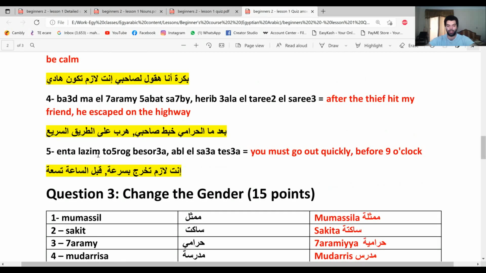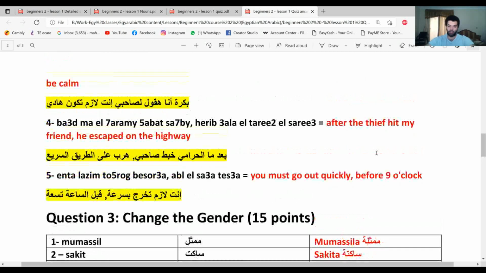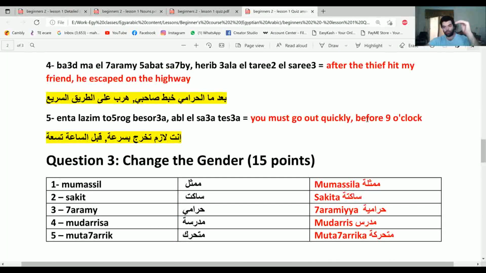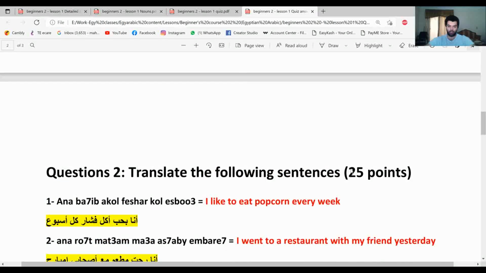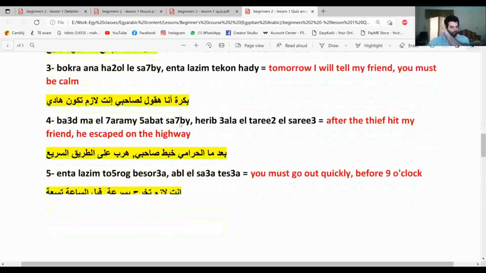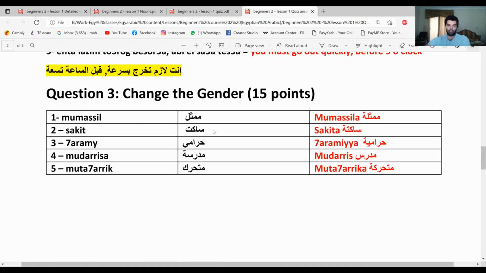And then number 5, أنت لازم تخرج بسرعة قبل الساعة 9. And that means you must go out quickly before 9 o'clock. Okay, so correct your own sentences and count them out of 25. Good. So from the first 2 questions, that should be a total of 50, 25 and 25, right? We have 25 here and 25 in the first question. That's a total of 50. And you need 60 to be able to take the second course.